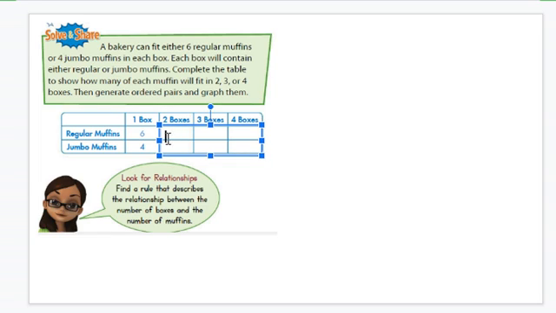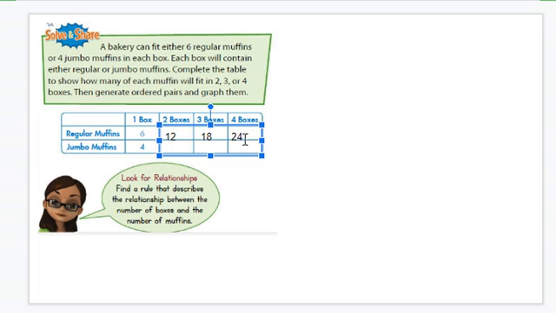All right, so for 2 boxes, it's adding 6, so 6 plus 6 is 12. And then for 3 boxes, 12 plus 6 is 18, or remember, like we learned yesterday, 6 times 3 is 18. For 4 boxes, 18 plus 6, or 6 times 4, is 24.